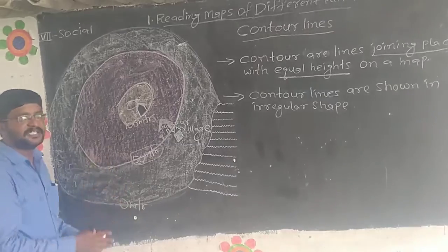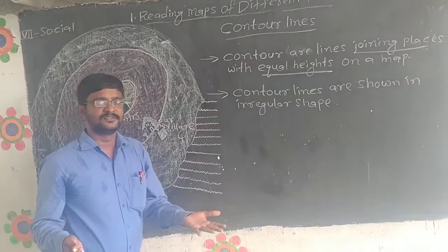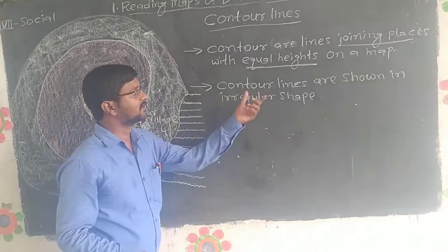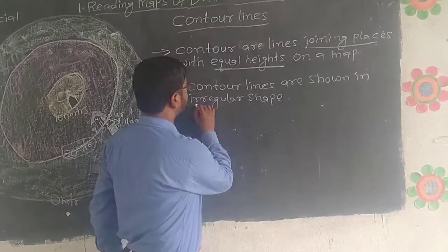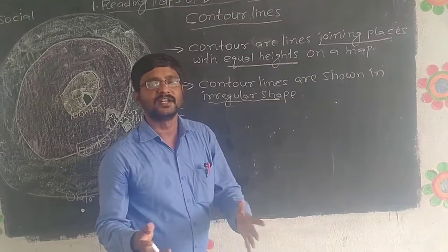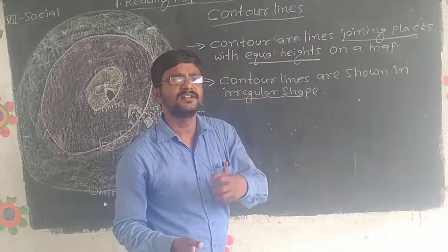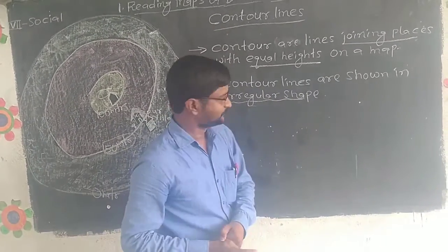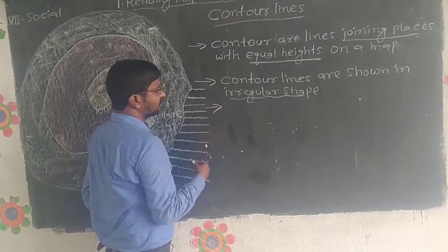Is there any particular shape for one contour line? No. There are different shapes based on their height. It means contour lines are which type of shape they have? They have irregular shape. It means there is no regular shape for contour lines. Okay, right. Next, what is the other one?